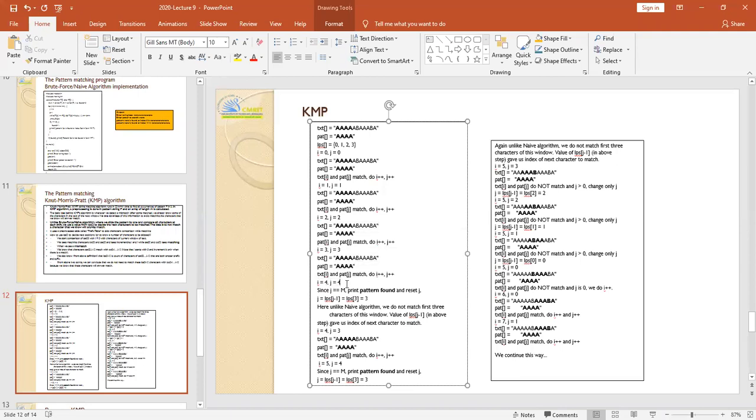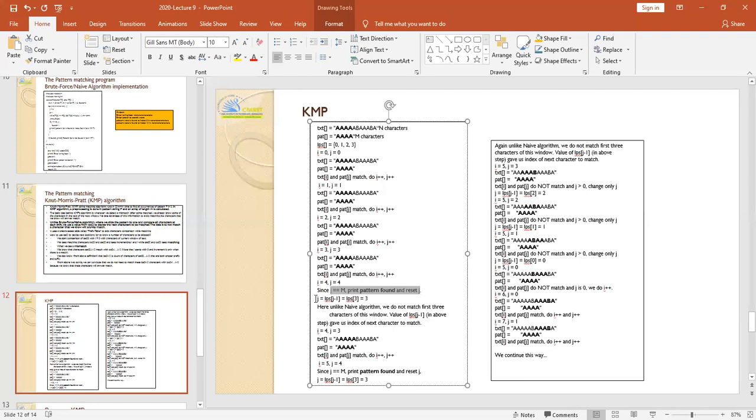So what is the pattern? Pattern, this is of how many characters? m characters. So text is of how many characters? It is of n characters. So understand here, it is of n characters, and this one is of m characters. Okay, so when j double equals m, pattern found.